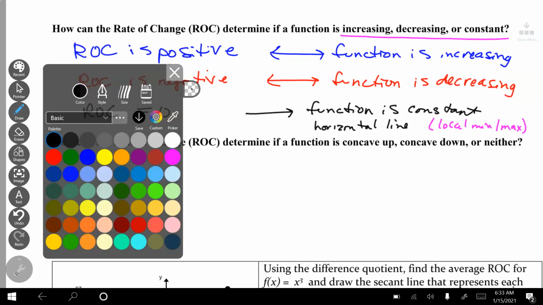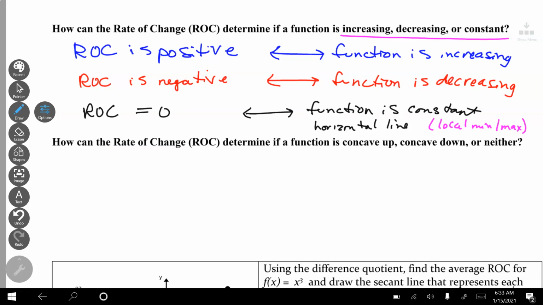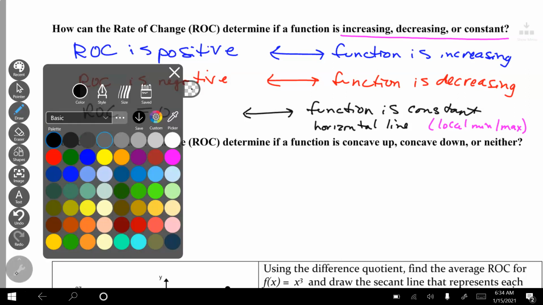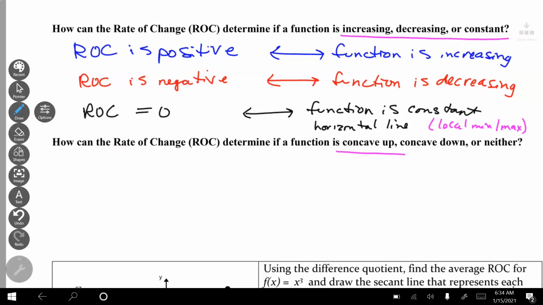But again, it is implied both ways. If you have something that is a local min or local max, its rate of change is 0, or if something is a horizontal line, its rate of change or slope is 0, and so on and so forth. You've seen some of this before. This isn't too tough. But how can rate of change help me with concavity? How can I tell if something is either concave up, concave down, or neither?